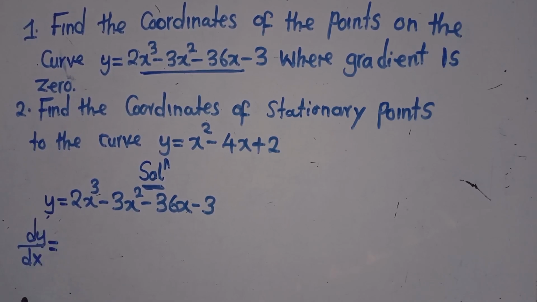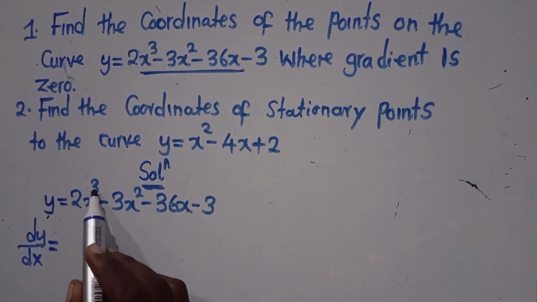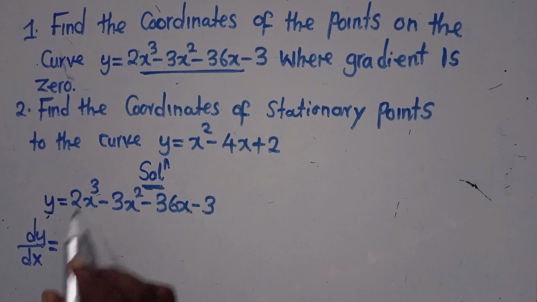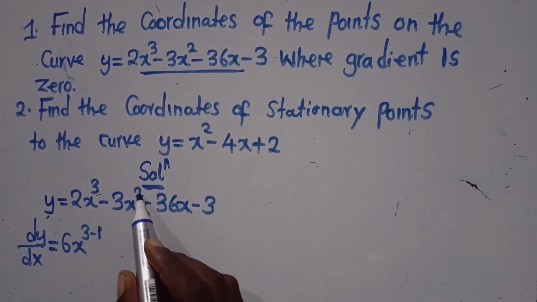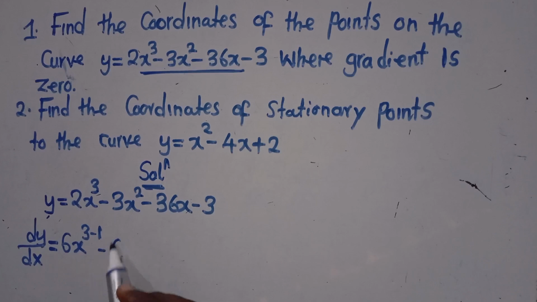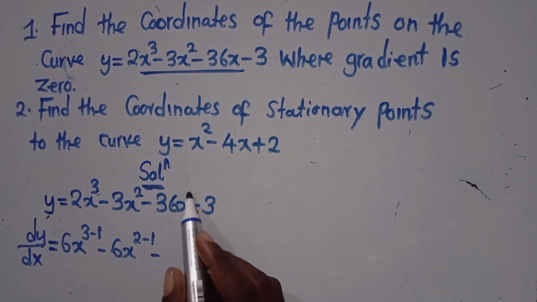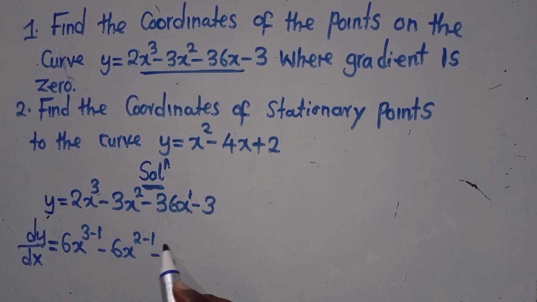So this is dy/dx, which is equal to, we multiply power times coefficient, 3 times 2, that is 6x. Then from the power, we remove 1. We say minus 1. We continue, 2 times 3, we are going to get 6x. Then 2, we say minus 1. This is how we differentiate. Then minus, here there is a 1, 1 times 36, it is 36x.